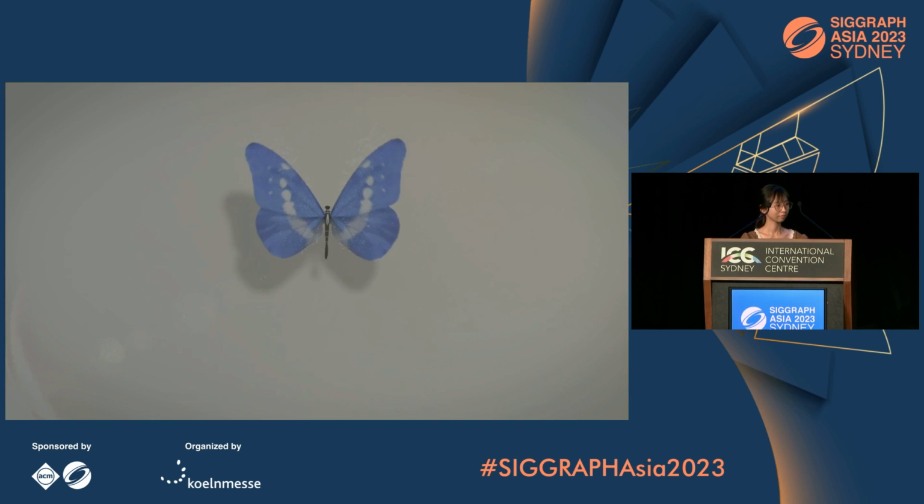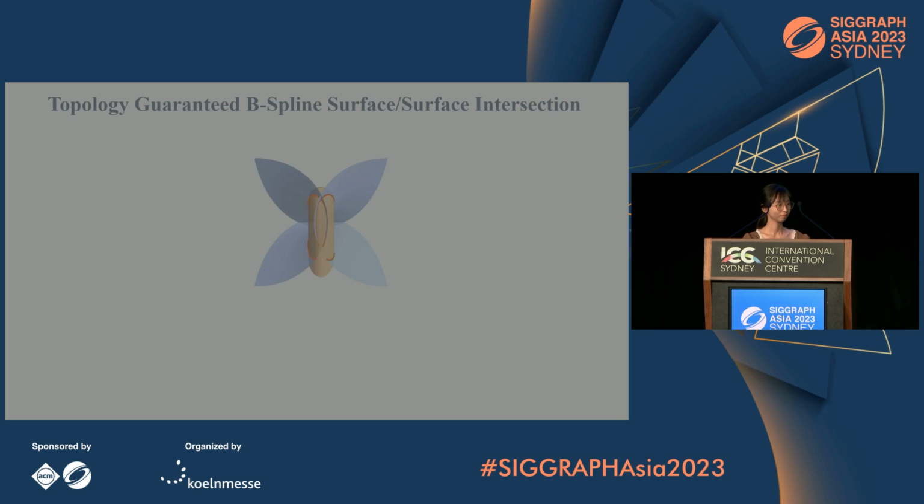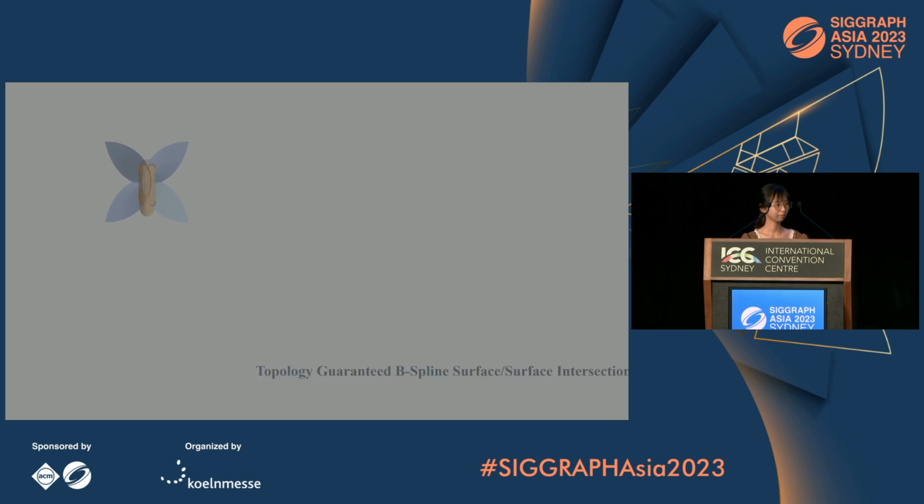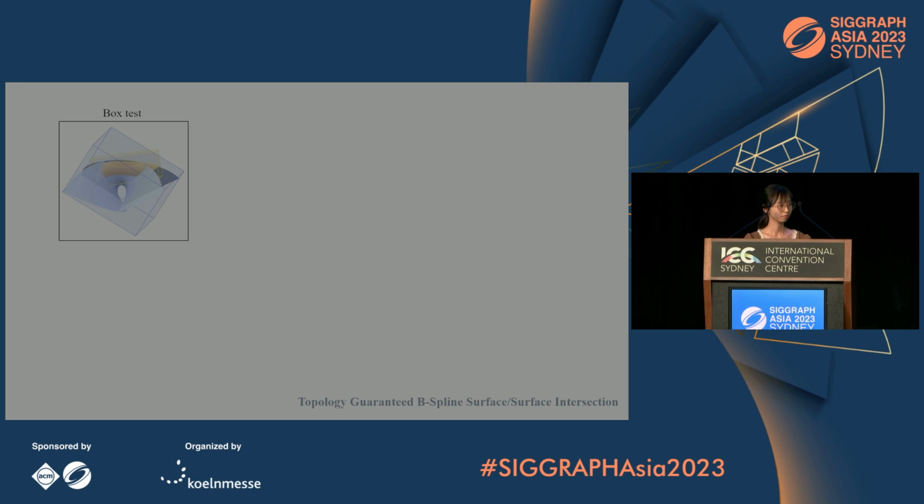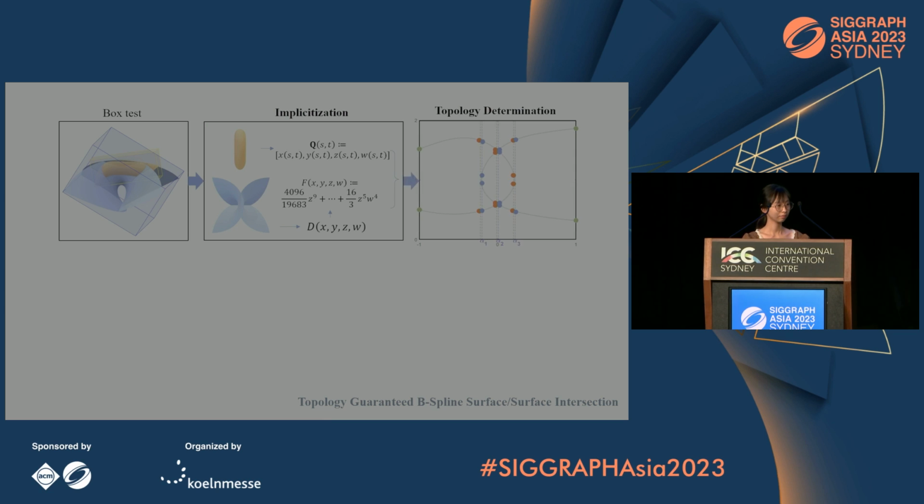B-spline surface intersection is a fundamental task in computer-aided design and geometric modeling systems. In our algorithm, after fast collision detection using oriented bounding boxes, we then implicitize one of the parametric surfaces. Topology determination is then executed to find the critical points and boundary points.